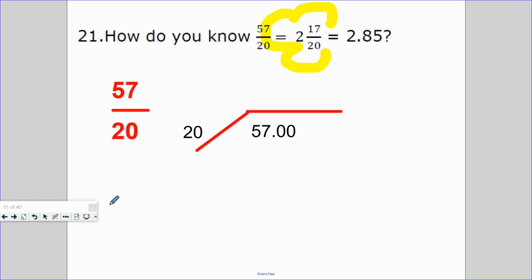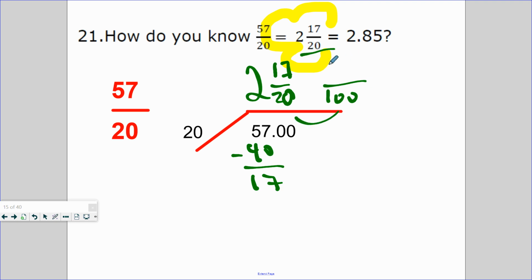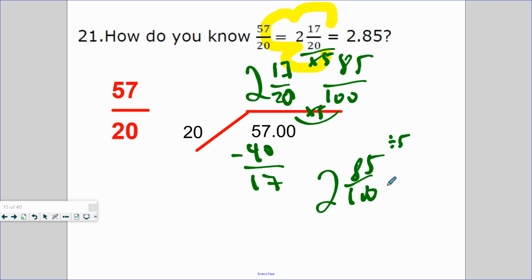21. How do you know that all 3 of these are equivalent? How many 20s go into 57? 2 times, that's 40. The remainder is 17. How can I write this in fraction form? 2 and 17 over the denominator 20. Can I build 20 to 100, place value, times 5? So that's 2 and 85 hundredths. Or I can simplify by dividing by 5 and get 17/20.